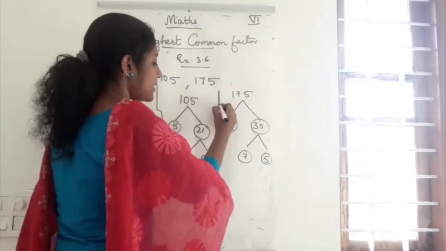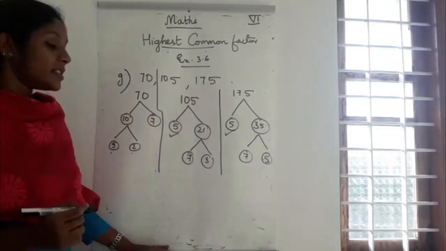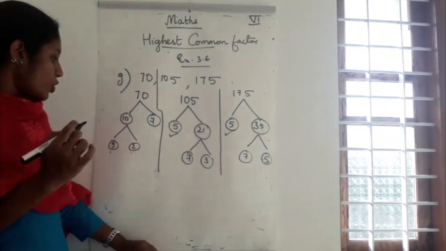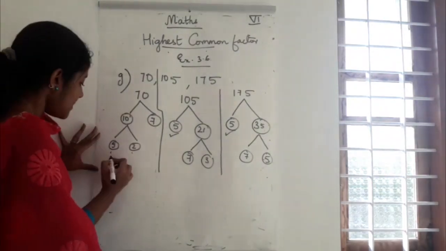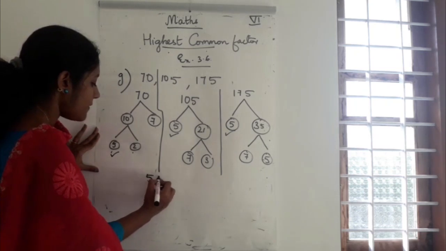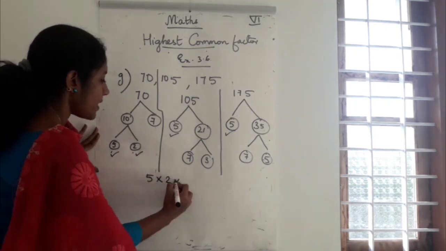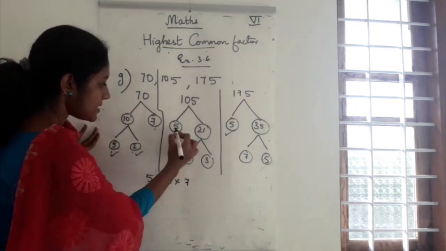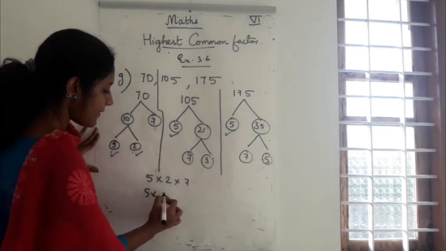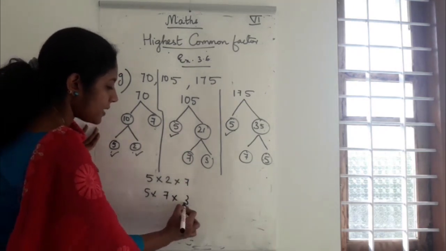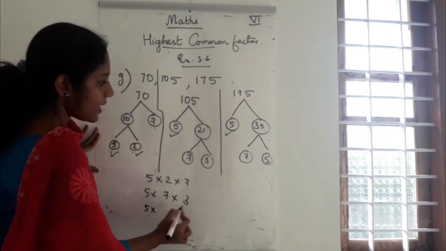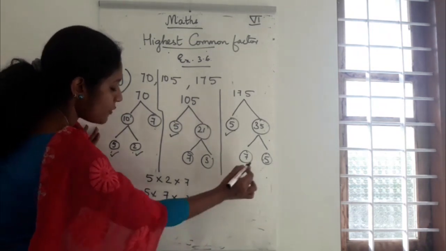So now we have done the prime factorization tree of the 3 numbers. Then what you have to do, you have to write separately the prime factors. First one is 5 into 2 into 7. Second one is 5 into 7 into 3. Third one is again 5 into 7 into 5.